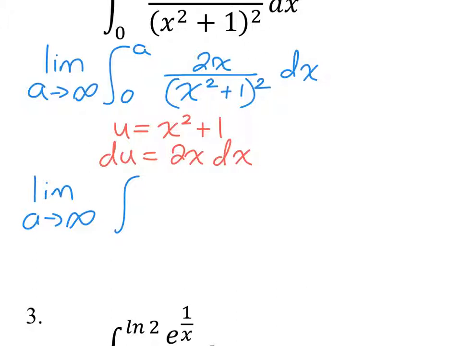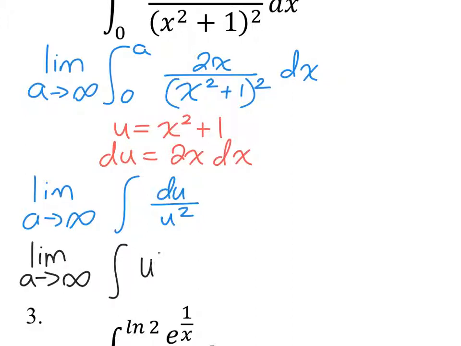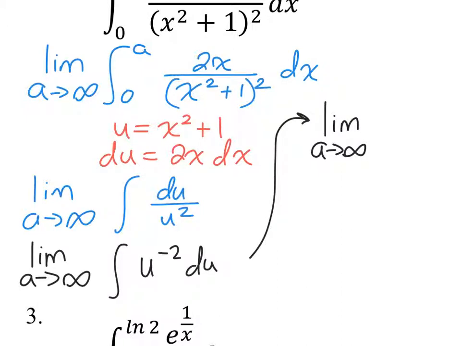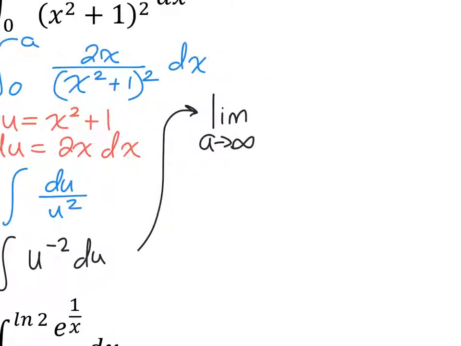All right, so I'm looking at du up top and a u squared on the bottom. So that's going to be the same as the integral of u to the negative second du. So we anti-differentiate. So increase the exponent by 1, divide by the new exponent. So negative u to the negative first. So it's going to be the limit as a approaches infinity of negative u to the negative first.